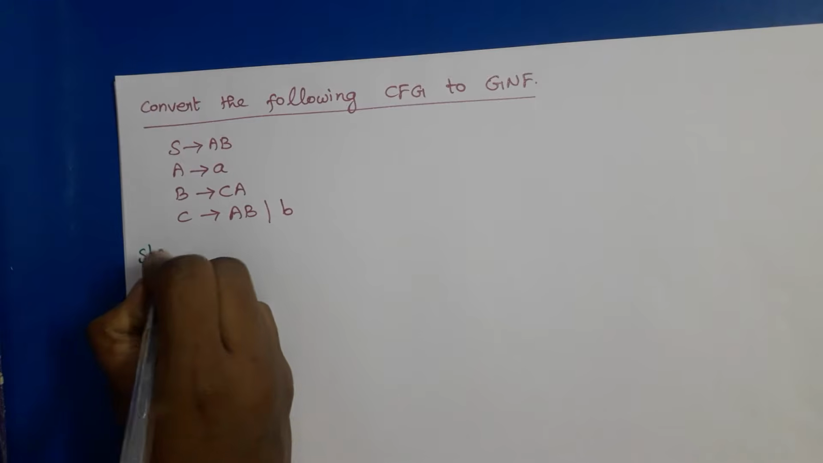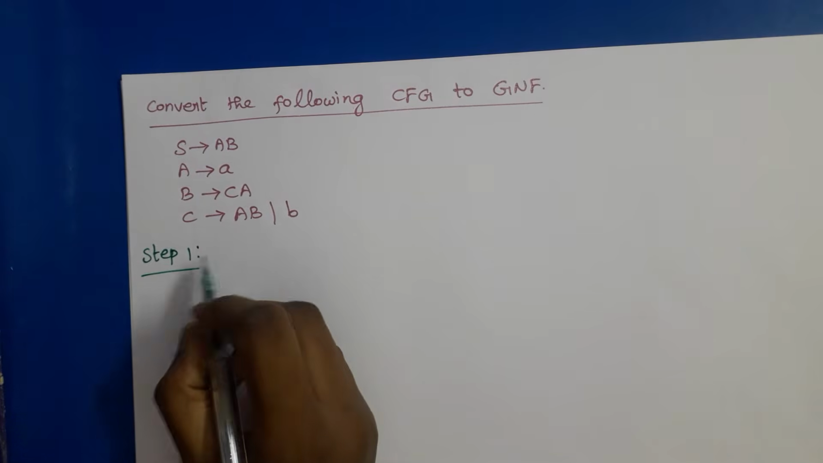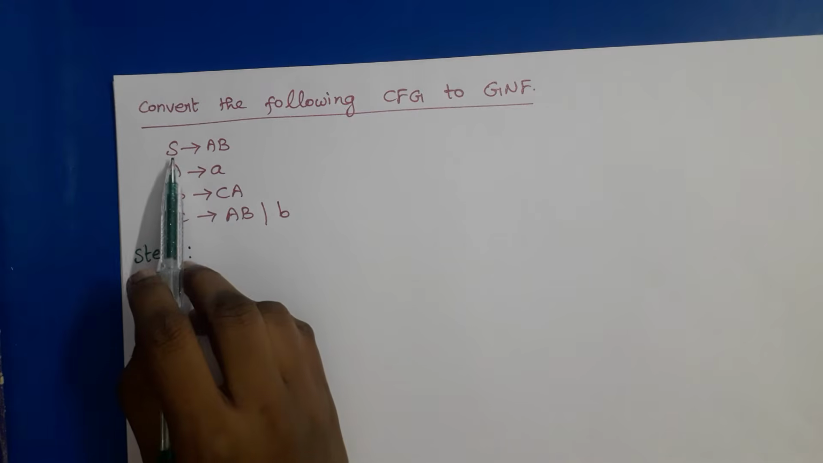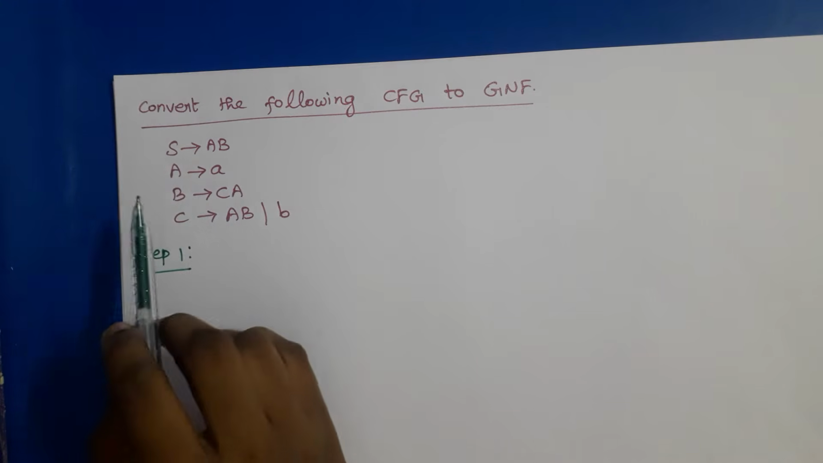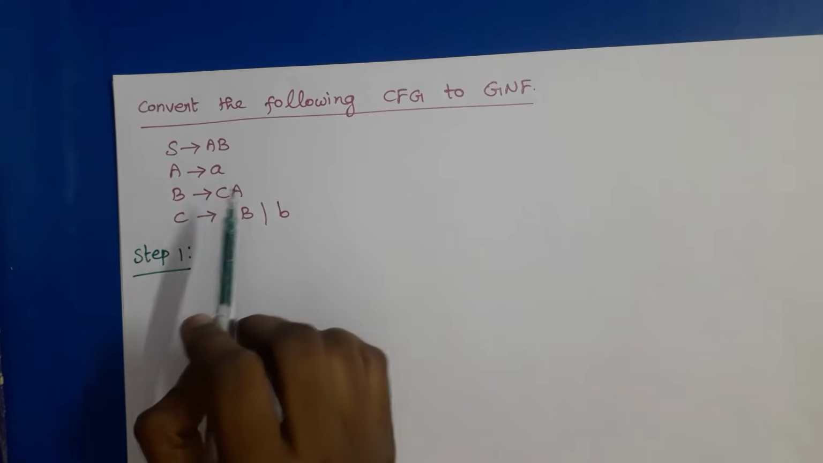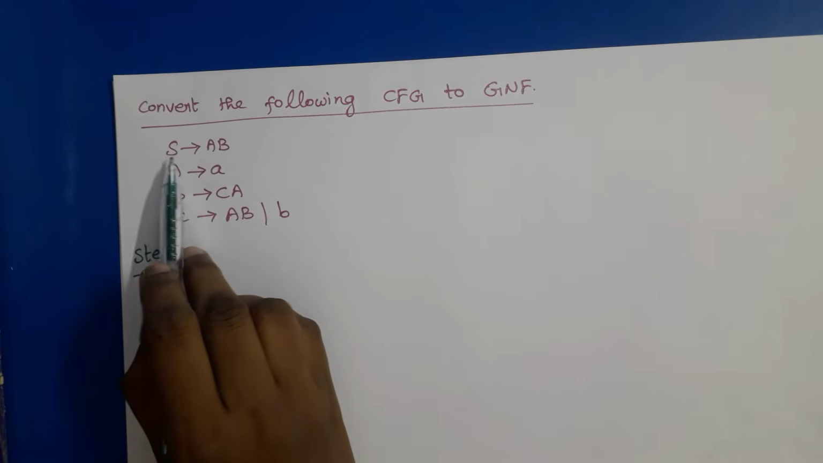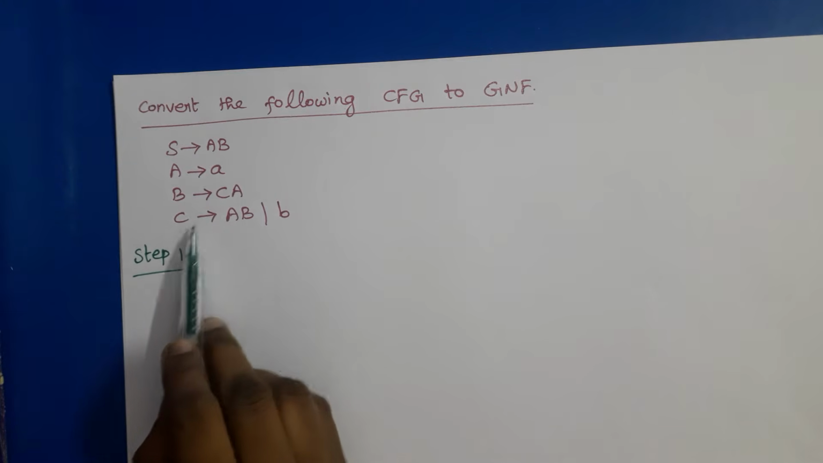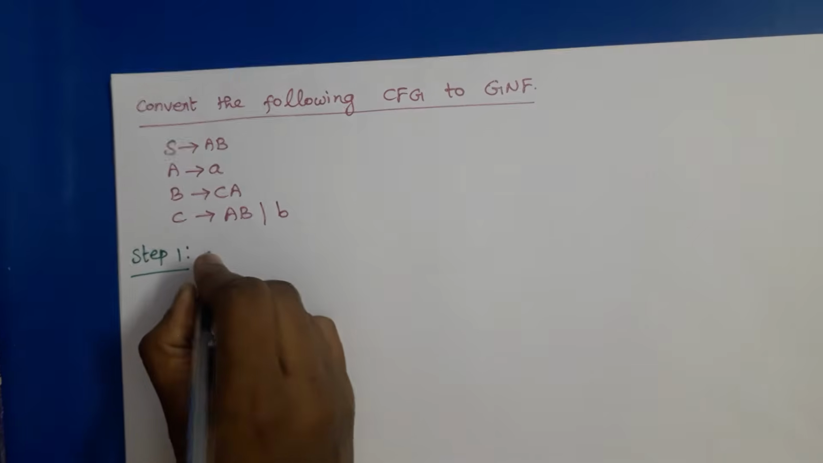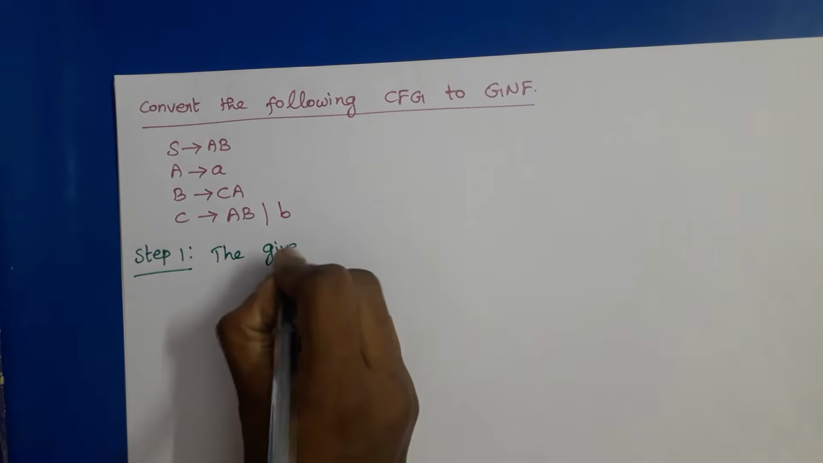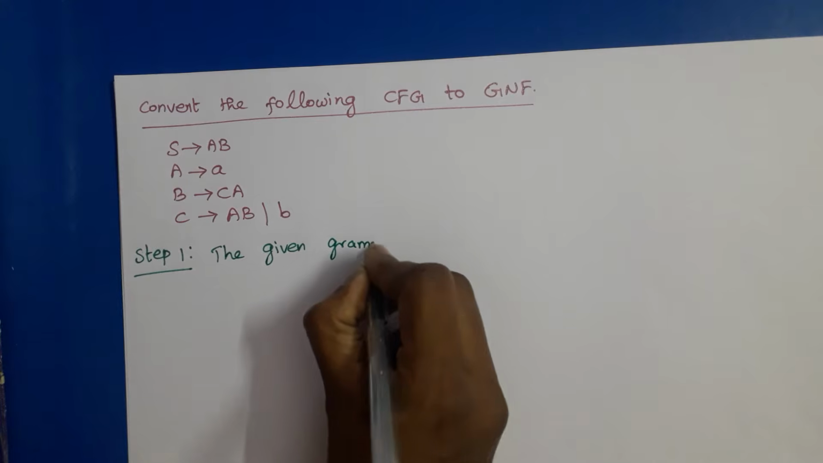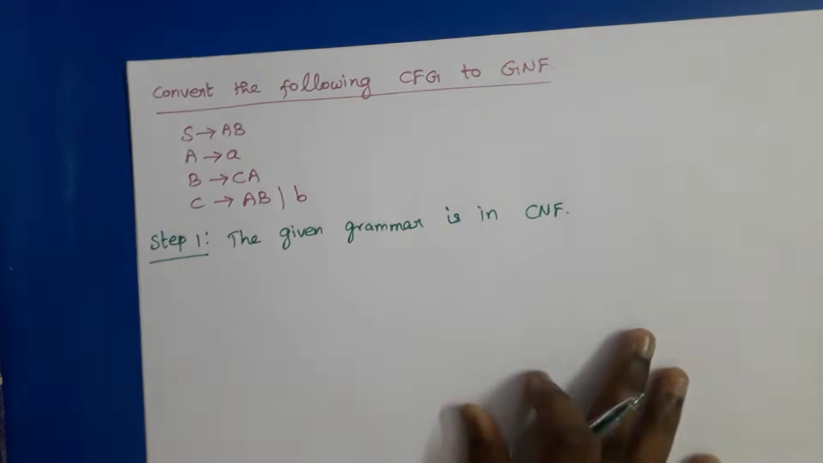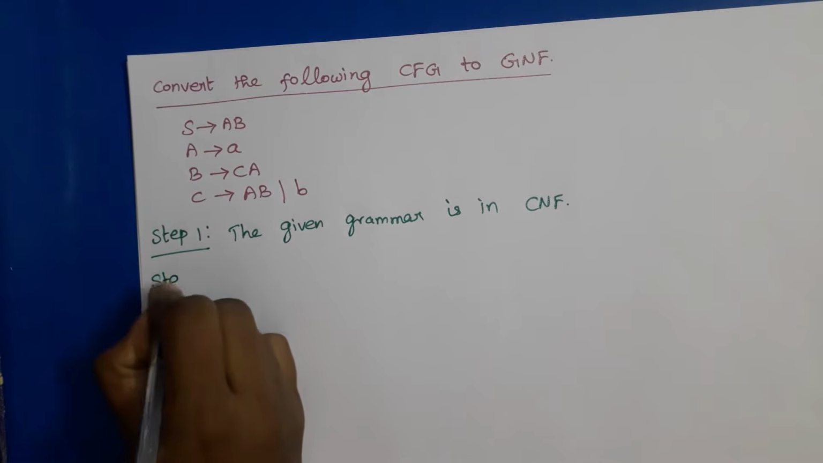So first, step 1 is we have to check whether the given grammar is in CNF format or not, Chomsky normal form or not. A variable tends to two variables or a variable tends to single terminal symbol means it is a Chomsky normal form. So here a variable tends to two variables, variable tends to single terminal. So the given grammar is in CNF format already.